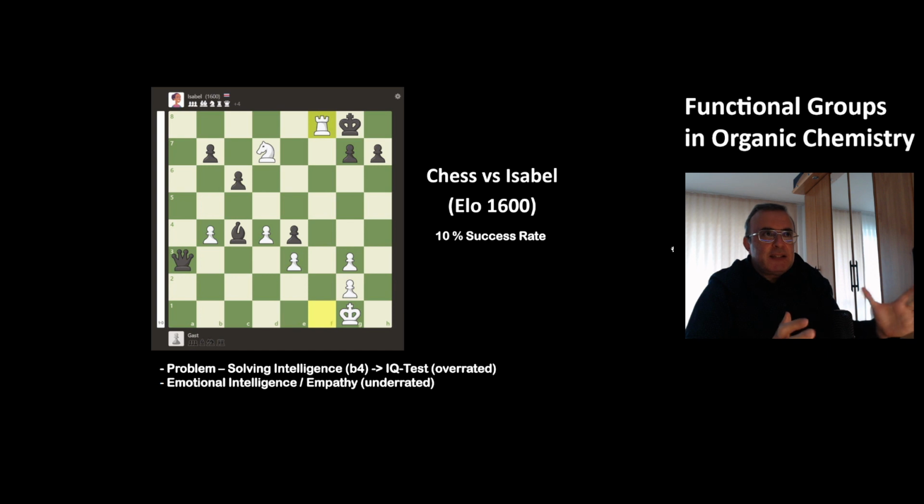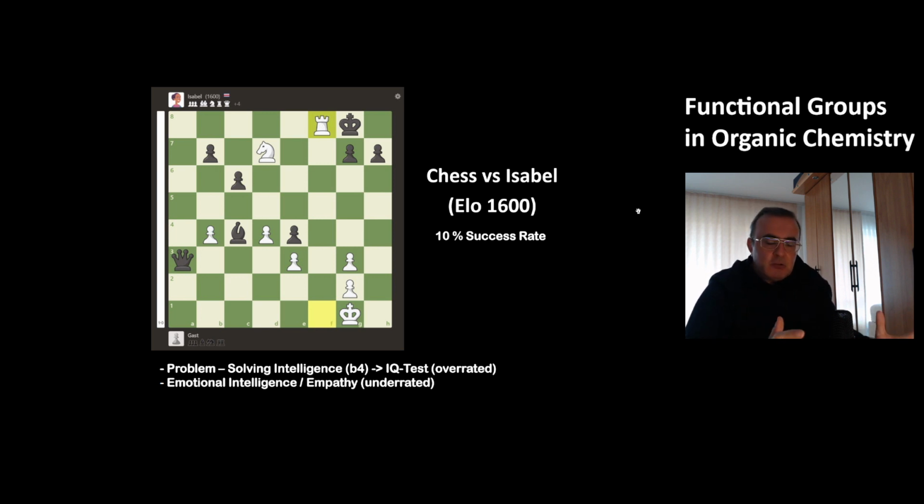This is my best game at chess.com. I like to play against Isabel. Isabel is a chessbot with ELO 1600. That's about medium strength. And I have only a 10% success rate. I'm just a beginner. And you can see the best piece is a b4 pawn. It blocks the black queen from the crucial square f8, right?